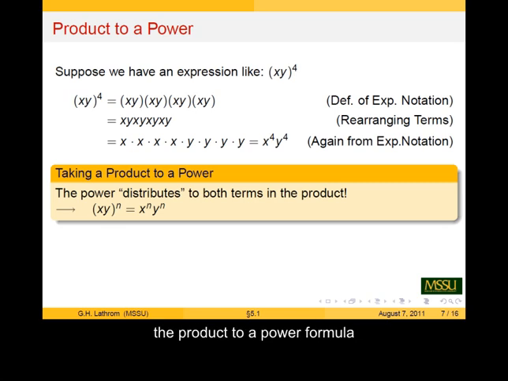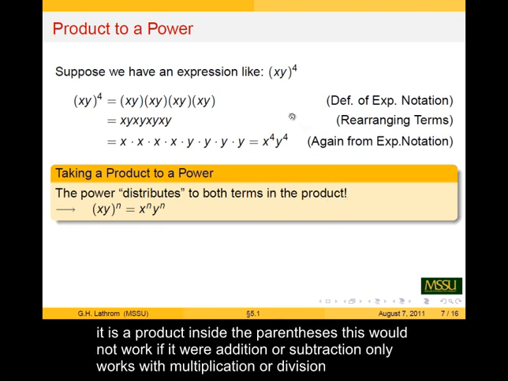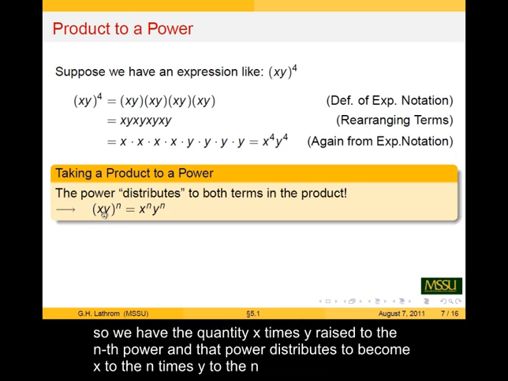So our product to a power formula says that the power appears to distribute to both terms in the product. Now, the key thing here is that it is a product inside the parentheses. This would not work if it were addition or subtraction. It only works with multiplication or division. So then we have the quantity x times y raised to the n power. Then that power distributes to become x to the n times y to the n.